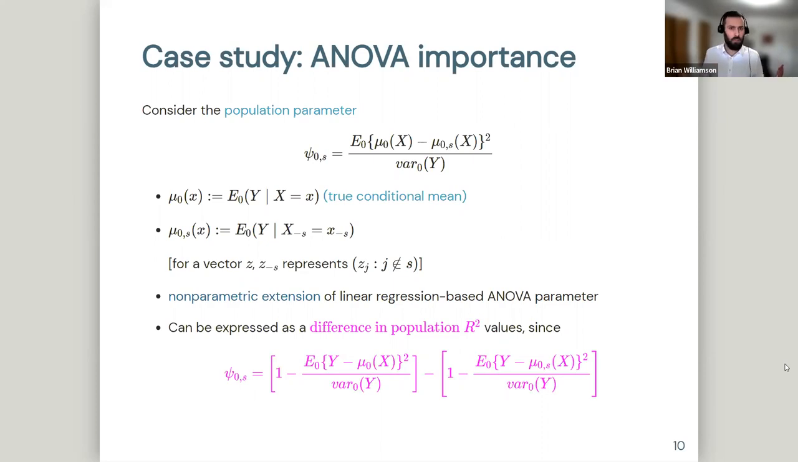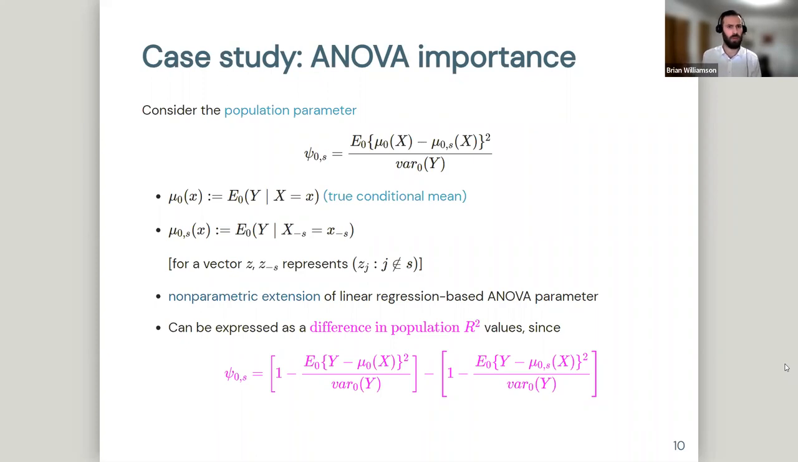Okay, so now we have a parameter that we might be interested in estimating: the difference in population R squared values. If our true population is a linear model, then this corresponds exactly with the linear regression variable importance that we considered. And so this could be of interest. In fact, when talking with our collaborators, this was a parameter that was of interest in some settings.